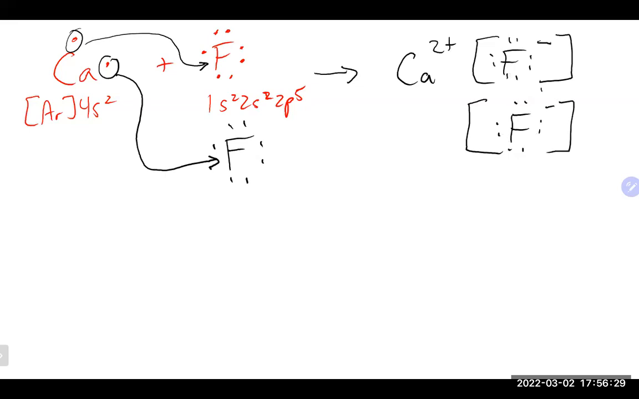At this point, calcium has now achieved argon's configuration by giving away the 2 electrons. Each of the fluorines individually has gained 1 electron, which would move each of the fluorines to 10, and each of the fluorines has now gained neon's configuration. All 3 of those guys are very happy at this point. They've all been able to achieve noble gas configuration.